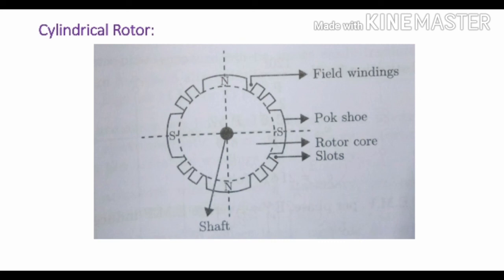The salient pole rotors are used in low-speed applications like hydroelectric power plants, whereas the cylindrical rotor alternators are used in high-speed applications like thermal power plants or gas-operated power plants.